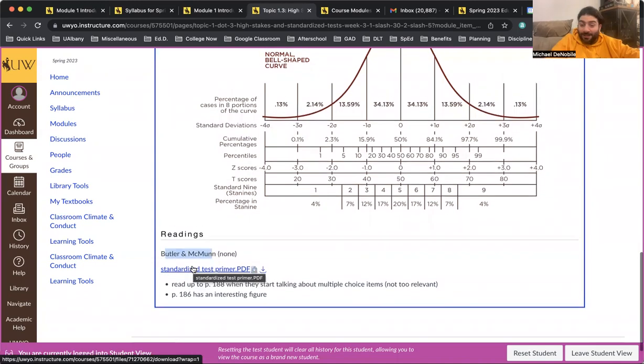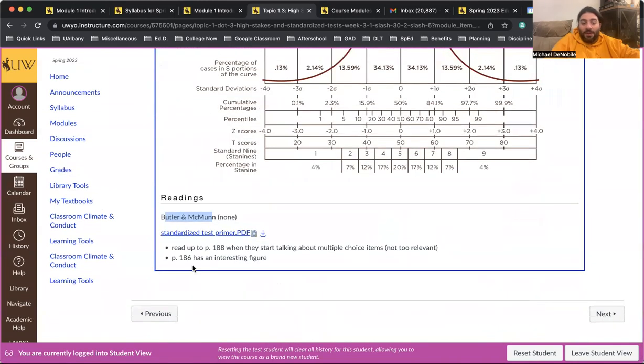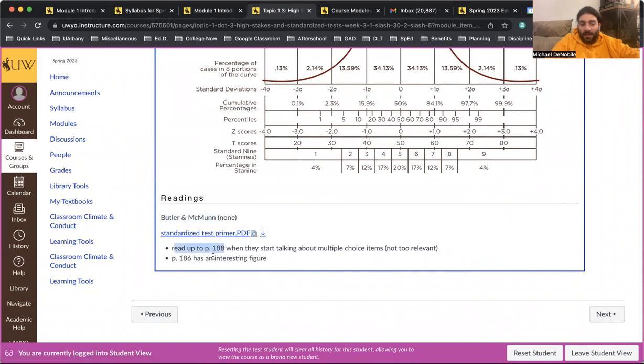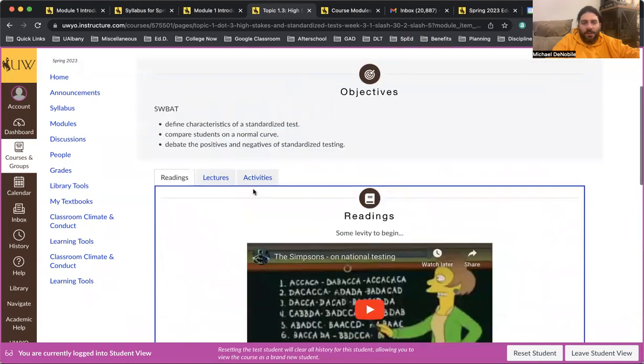For week 3, this is the 3rd week, there is a PDF reading. You're not reading the whole thing. You're only reading up to 188, and then be mindful of the figure on page 186. When they get to multiple choice, stop. It's not too relevant to what we're doing for this week.